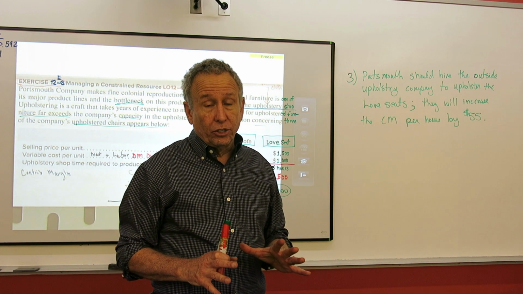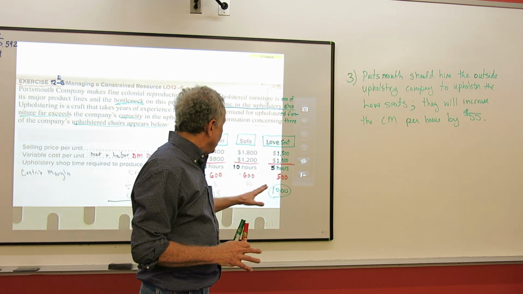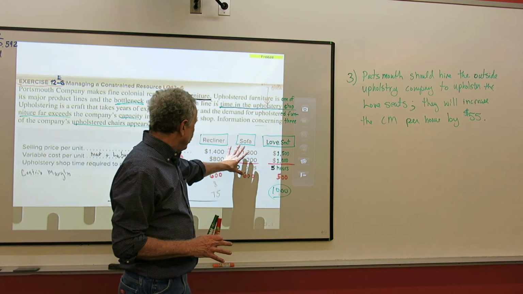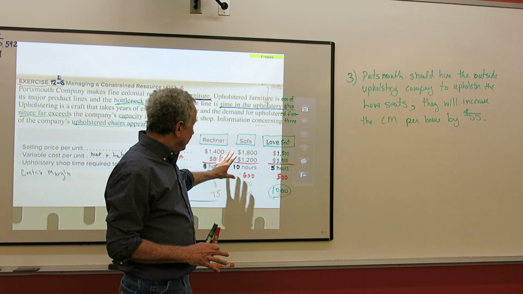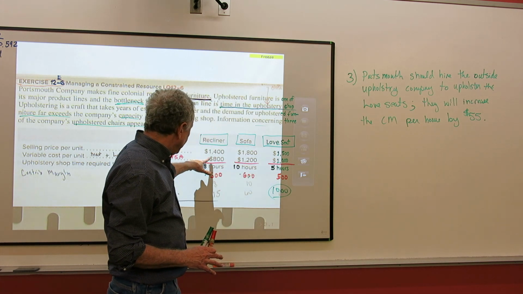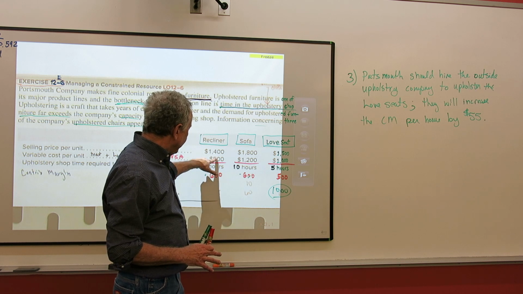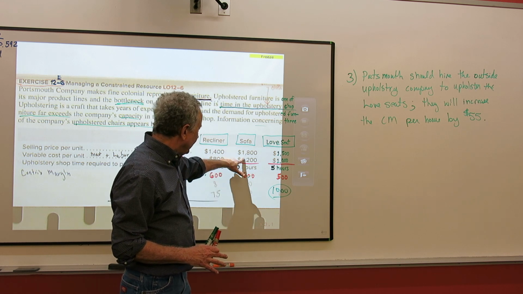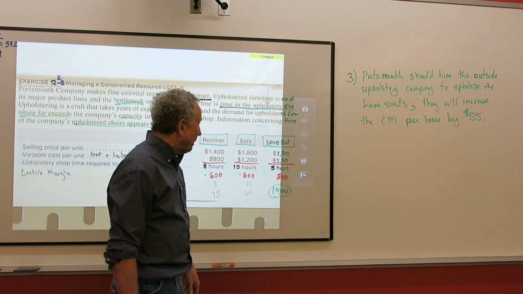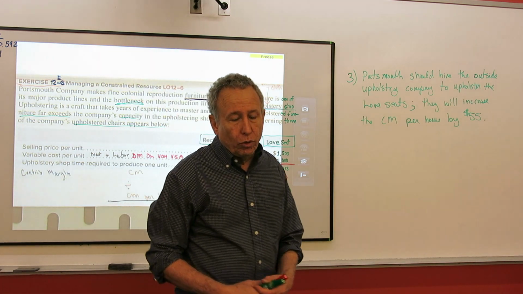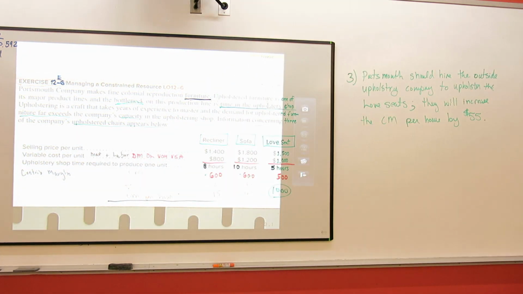But if time's not a constraint, you should not make love seats. You should make sofas and recliners. Remember, all this is inside these dollar numbers. The money for 8 hours is inside that. The money for 10 is inside that. The money for 5 is inside that. All right, this one's done. We've got to do one more, and then we'll wrap up this chapter.